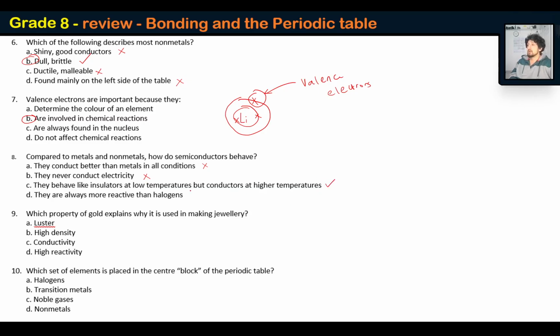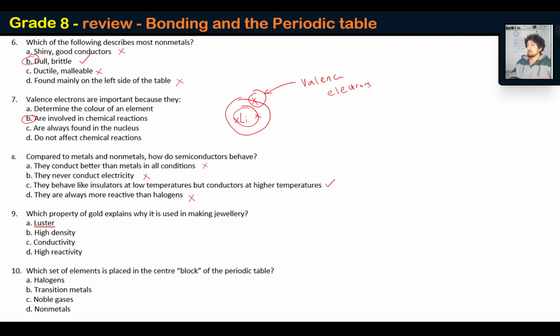And they are always more reactive than halogens. That's also not true. So the one true statement there is that semiconductors are a special group of elements that behave like metals under certain conditions and like nonmetals under other conditions. So mainly to do with temperature and sunlight or light. So sometimes they'll behave like insulators with low temperature or without the presence of light, whereas with the presence of light and under high temperatures, they can behave like conductors, like metals, and that is quite useful.